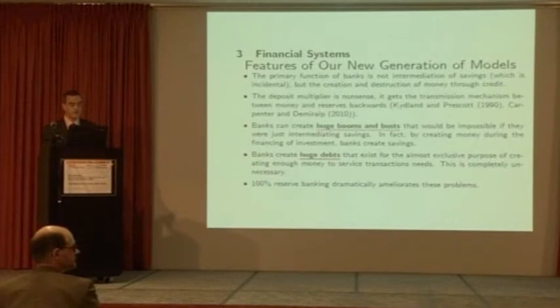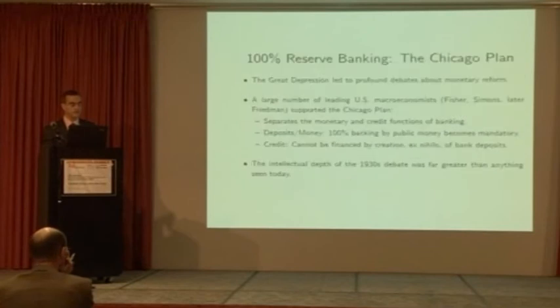Banks create huge debts that exist for the main, not the only, but the main purpose of creating enough money to service transaction needs. This is unnecessary if money was publicly supplied. 100% reserve banking dramatically ameliorates these problems. So 100% reserve banking, the Chicago plan, basically, I don't need to say too much about this here. We're separating the money and credit functions of the banking system.